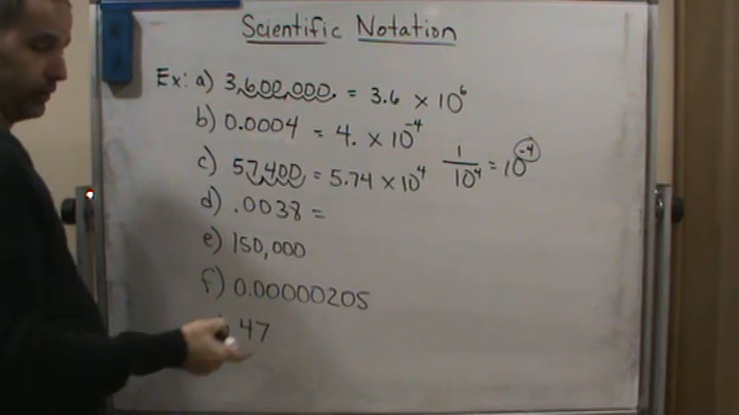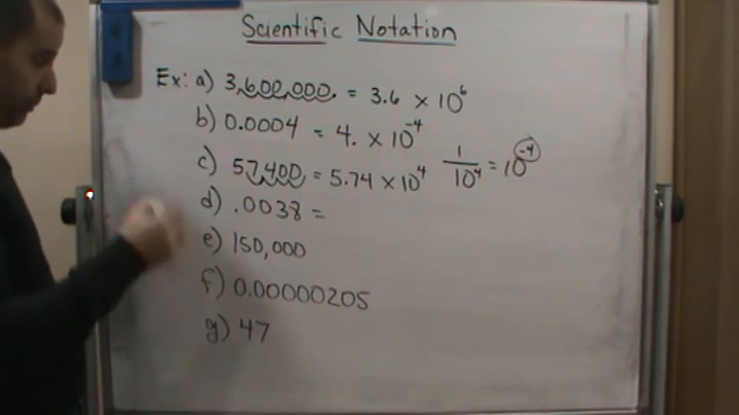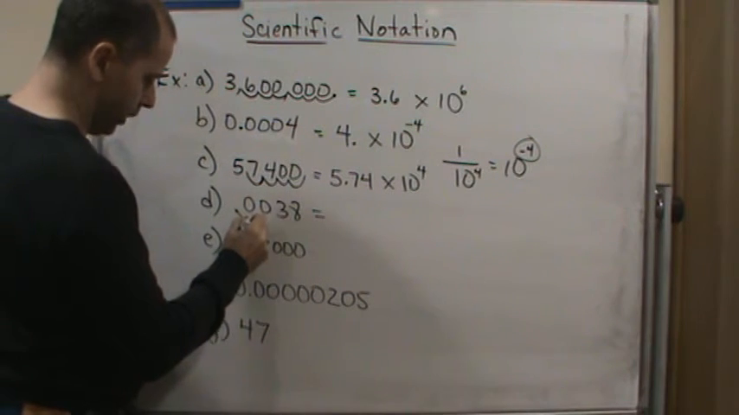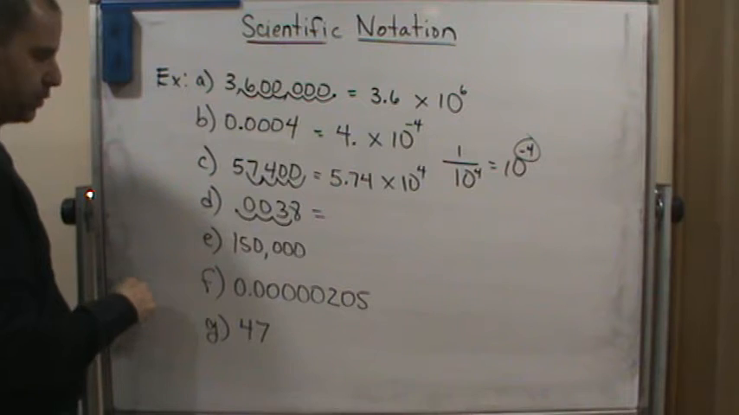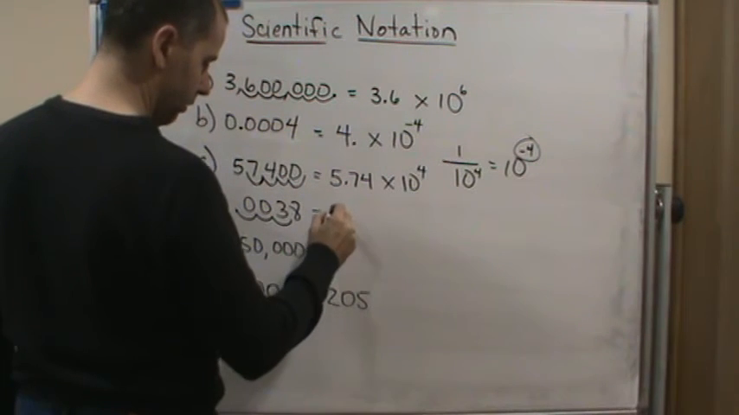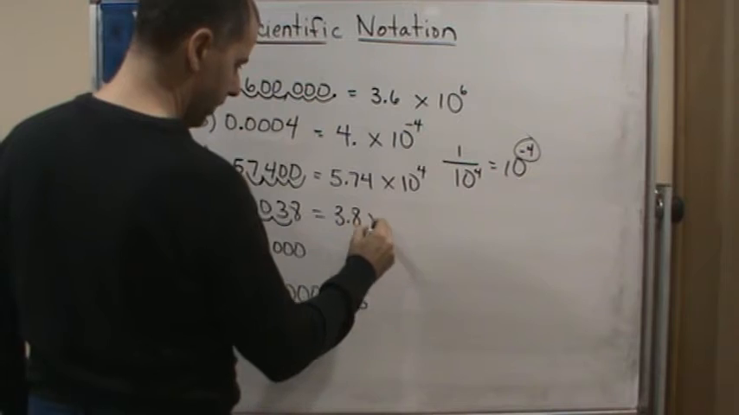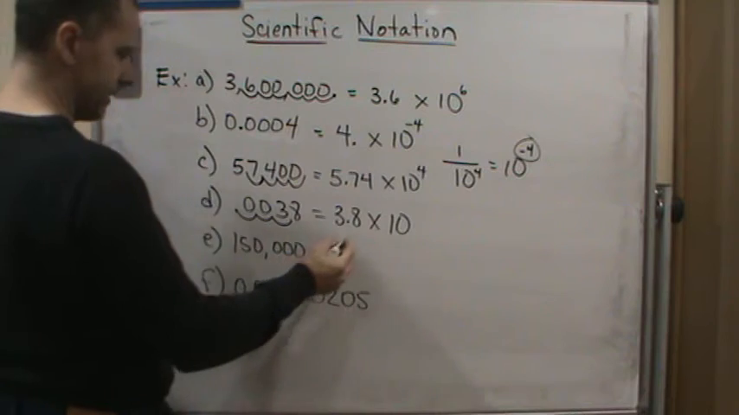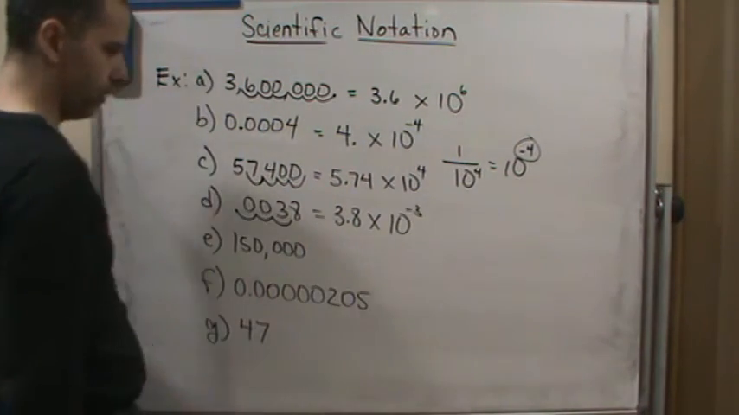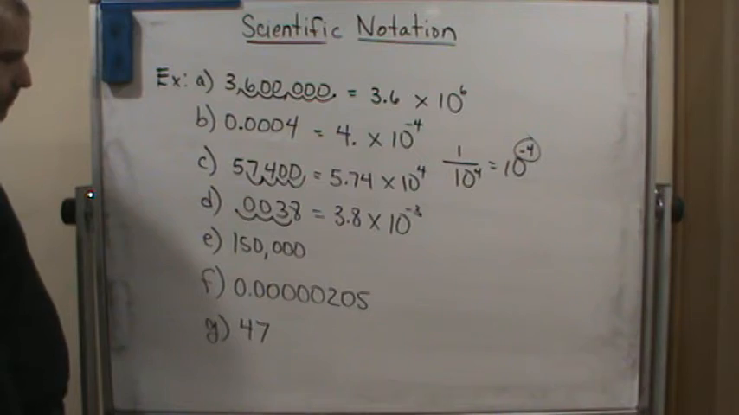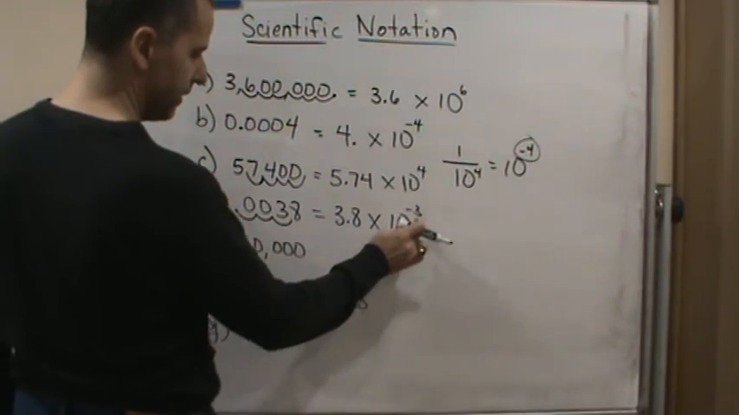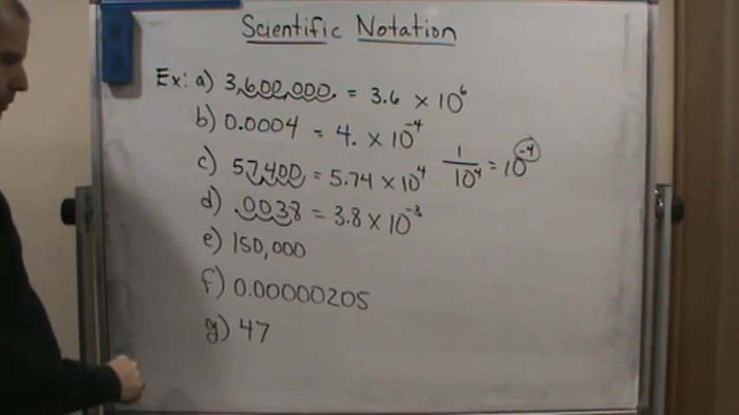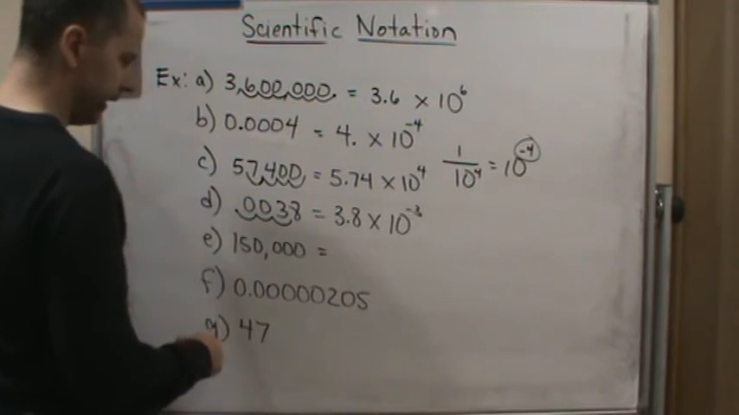Now I'm dealing with a number that's less than 1, so a really, really small number. Okay? So again, I move the decimal point 1, 2, 3 until I have a number that's between 1 and 10. So here, 3.8. But now I have to multiply by a power of 10 that's going to get me back to where I started from. In this case, I'm going to have to multiply by a power of negative 3. So 3.8 times 10 to the negative 3 is the same as 0.0038.